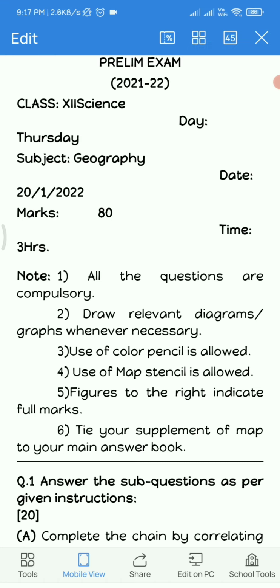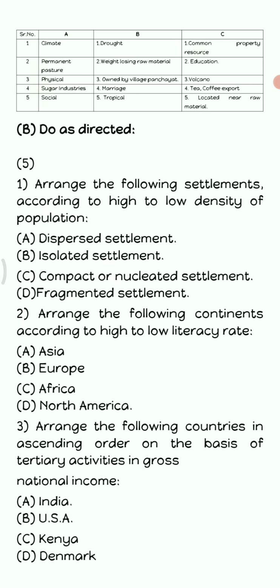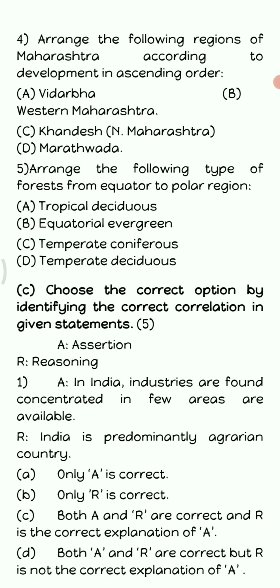So let us start with the questions. Question number 1, part A, is the sub question where you have to find the correlation, that is, complete the following chain A, B and C. You can see three columns are given. After that, in the B section, you have to do as directed. Here you have to find the arrangement from high to low density of population. In the second question, high to low literacy rate according to the countries. This is how the questions are given in section B.